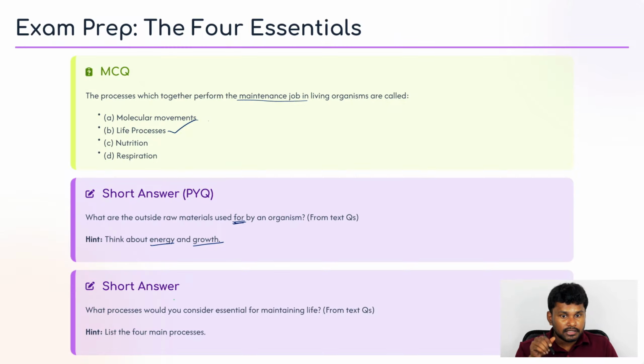If you observe in this video itself, I am reading everything almost 2 to 3 times. This is the meaning. Clear? Next, think about energy and growth. You will see the answer in the next slide.